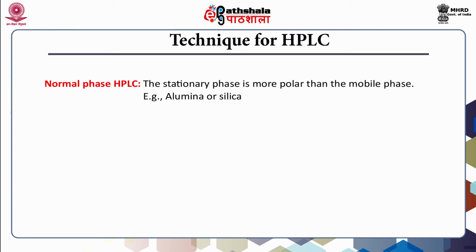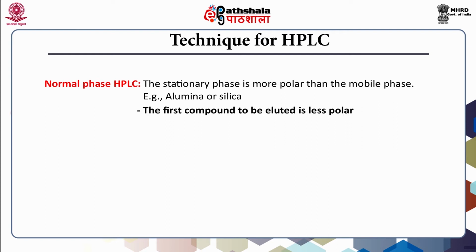The important polar stationary phases are alumina or silica. In this kind of HPLC technique, the first compound that comes out of the column is less polar. Why? Because the stationary phase is more polar, so more polar compounds will be attached to the stationary phase. That is why the more non-polar compound will come out of the column first in normal phase HPLC.